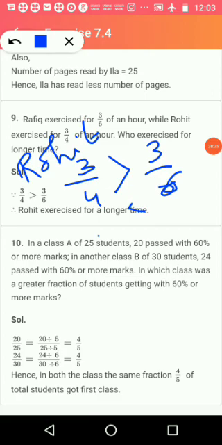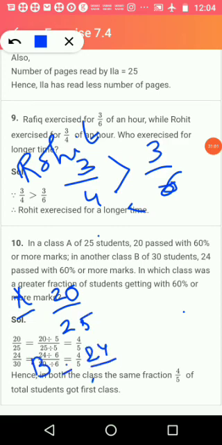In class A, of 25 students, 20 passed with 60% or more marks. In another class B of 30 students, 24 passed with 60% or more marks. In which class is a greater fraction of students getting 60% or above marks? So here you see in section A, I have 20 out of 25 students, and in section B, I have 24 out of 30 students.